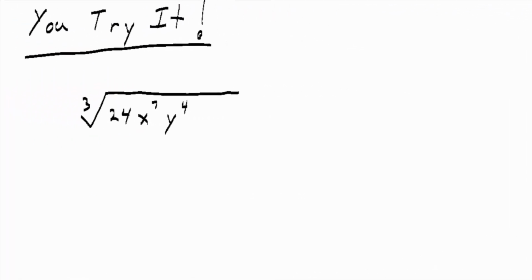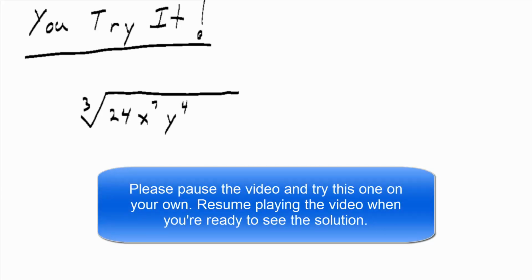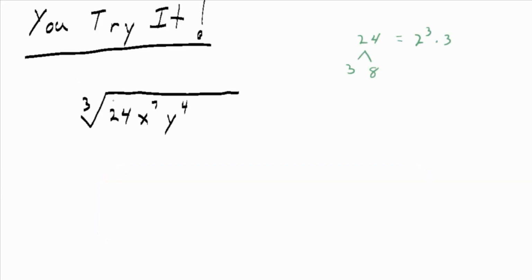Try simplifying the cube root of 24, x to the 7th, y to the 4th. Okay, so you broke up 24. Hopefully you rewrote it. So 24 is 2 cubed times 3. So is 2 cubed good to go? Yeah, you're looking for perfect cube powers, right? So you're going to rewrite the 24 as 2 cubed, and then put the extra factor, the non-perfect cube factor, over here. You don't have to organize it like that, but it's just nice to do it that way.